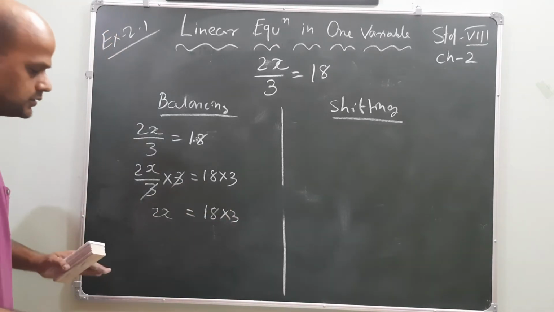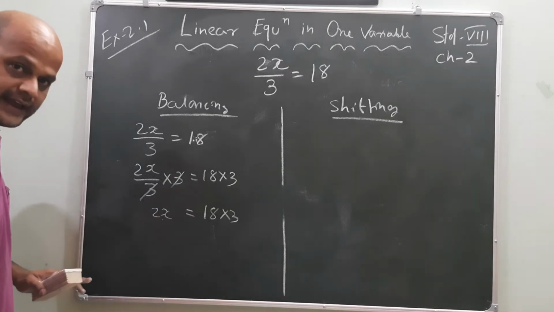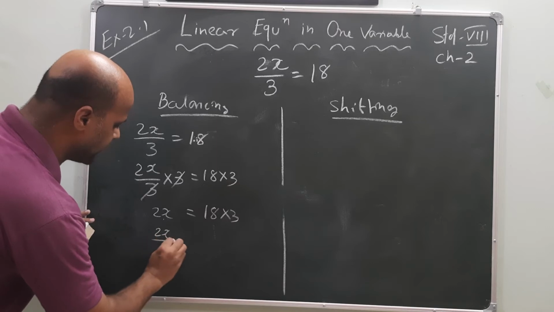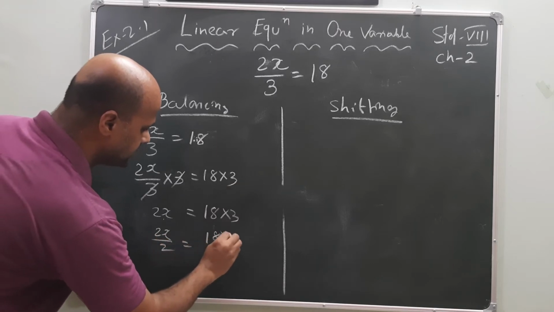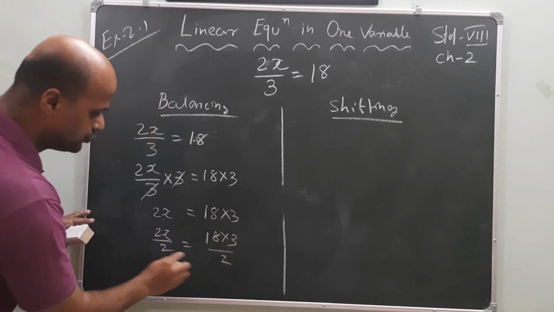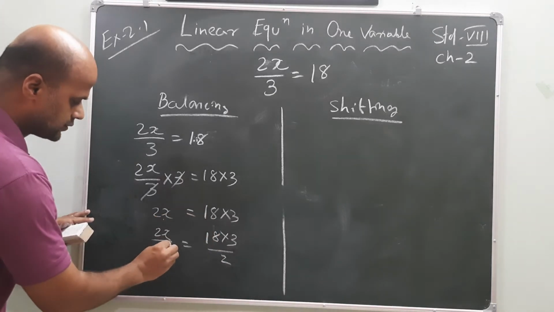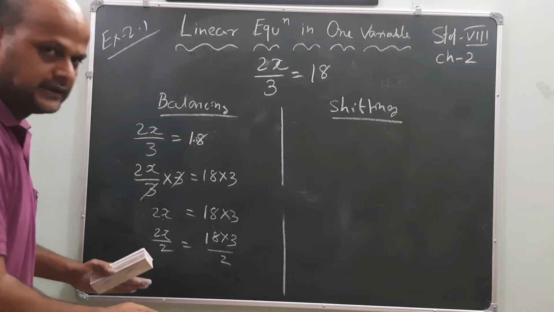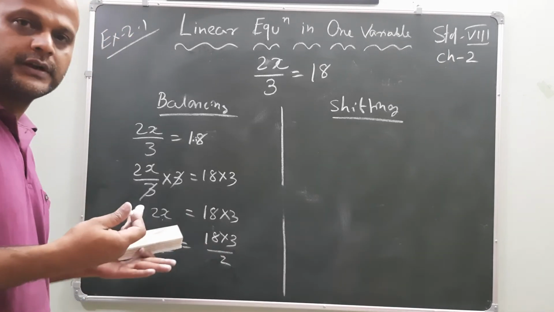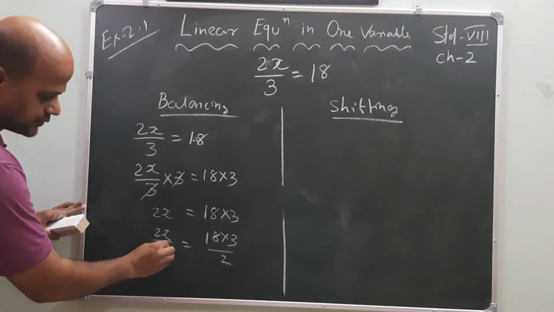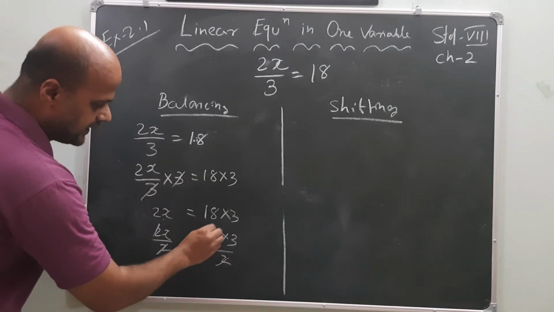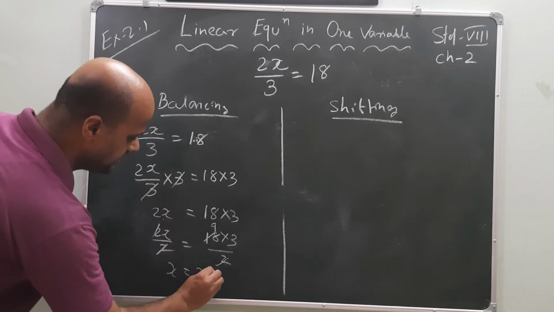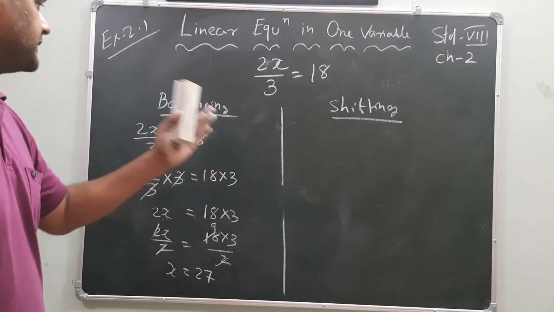You can multiply it here also. Here 2 is multiplied with x. What do I have to do? Yes, divide 2 on both sides. Now 2 cancels and the same number will come in. Here you have to solve like this: 2 1s are 2, 2 9s are 18. So x is equal to how much? 27.